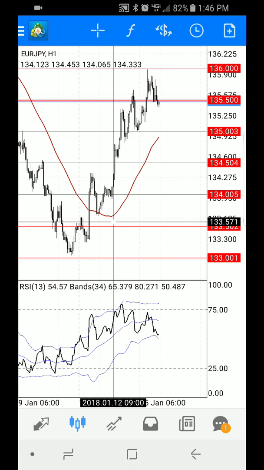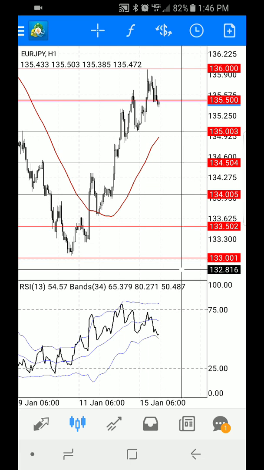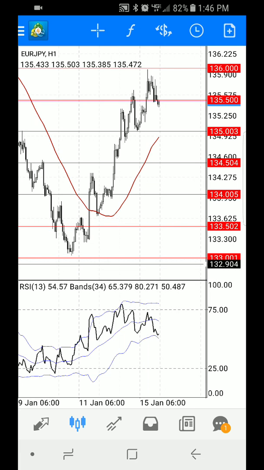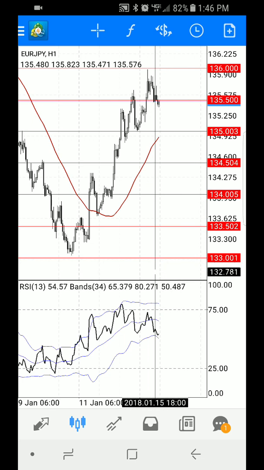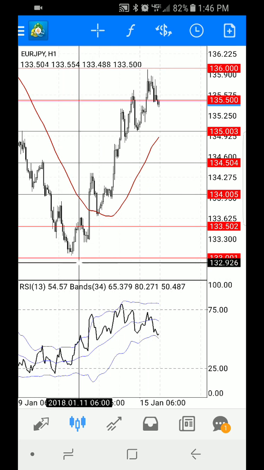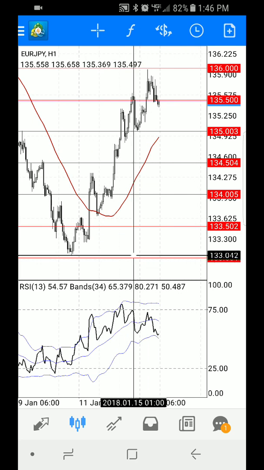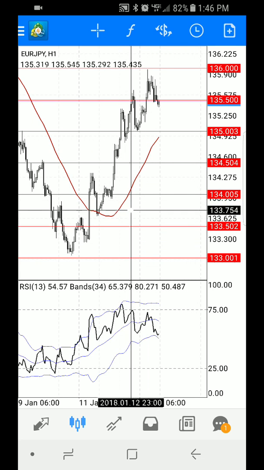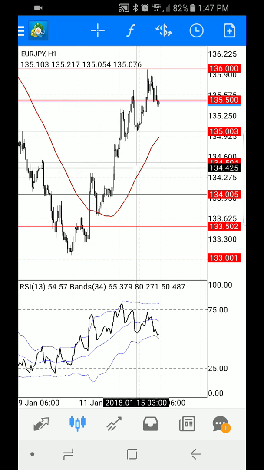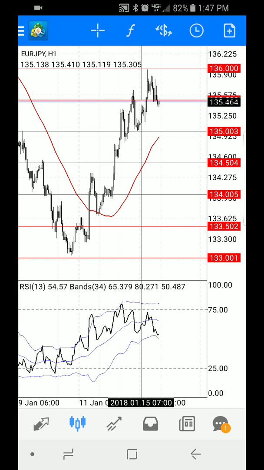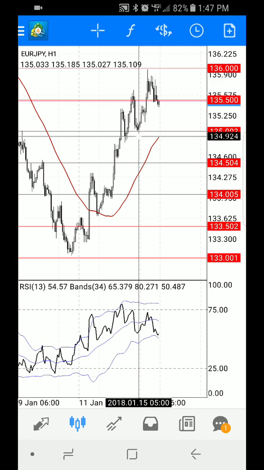For instance, every 50 pips is what we call a psychological level. So this right here at 133.00 is a psychological level. The next one 50 pips up is 133.5. The next one up is 134.0, then 134.5, 135.0, 135.5, 136, and so on.